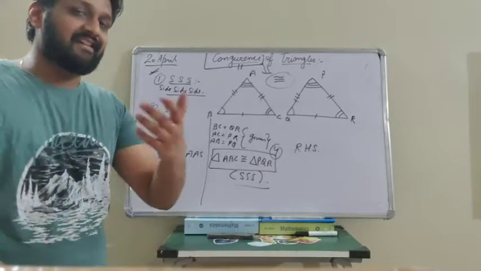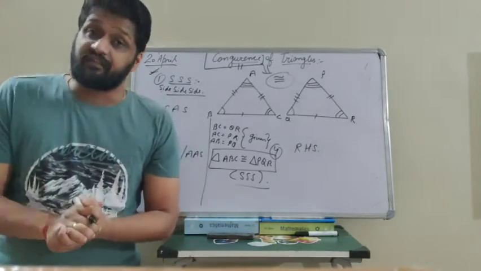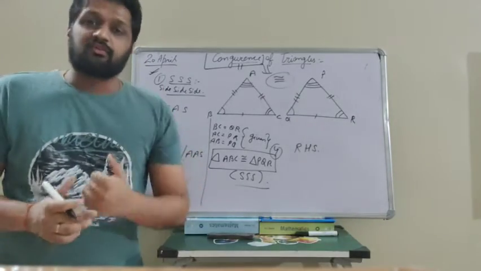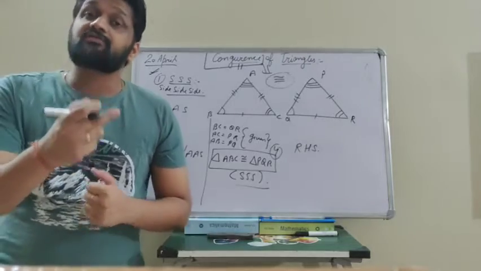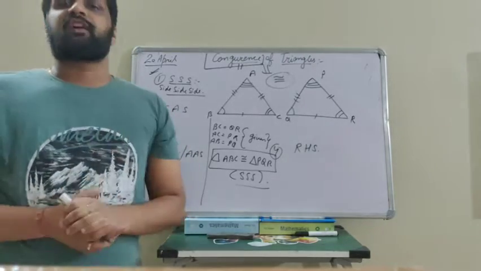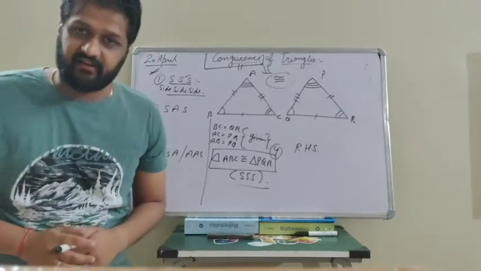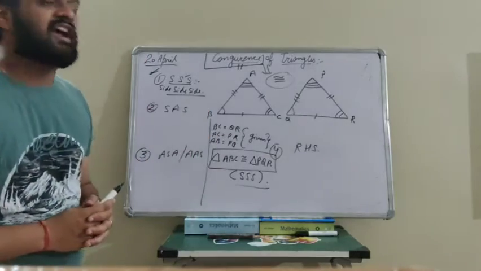By the criteria side, side, side, it means when the three sides of one triangle are equal to the three sides of the corresponding triangle, or you can say the other triangle, then these two triangles are congruent to each other by the criteria side, side and side. So this is the first criteria that we have discussed.